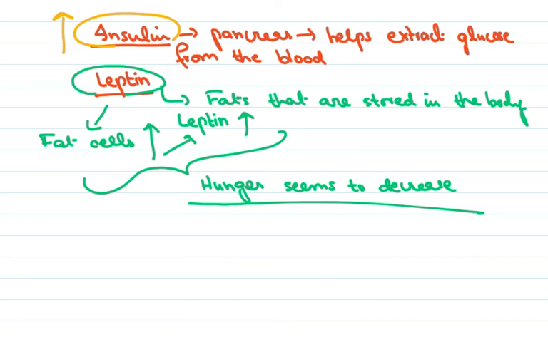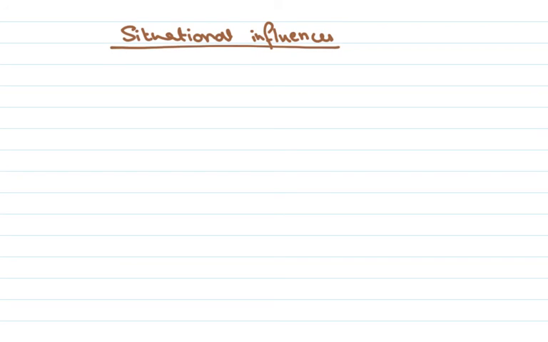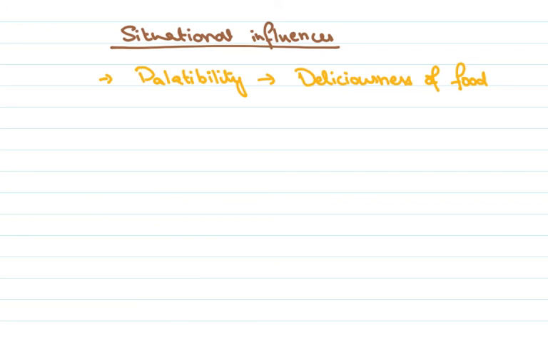Then there are obviously situational factors as well that also influence how much we eat, right? One of the first of these, when we talk about situational influences, is palatability, or how good or how delicious the food is, right? So, if the food is very delicious, you will eat more, right?